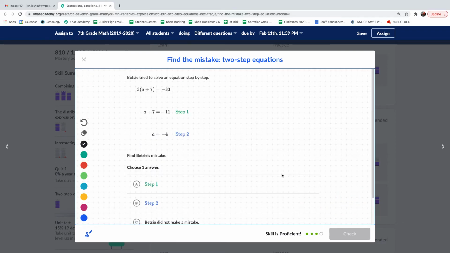All right. Let's try this last one. First off, we need to determine, is this distributive property like we normally do, or is this the alternate distributive property? Well, if we did the distributive property right off the bat, this should end up becoming 3 times A, which is 3A, and 3 times 7, which is plus 21, equals negative 33. Well, this does not match their first step. So it is very probable that Betsy is actually using the alternate method.